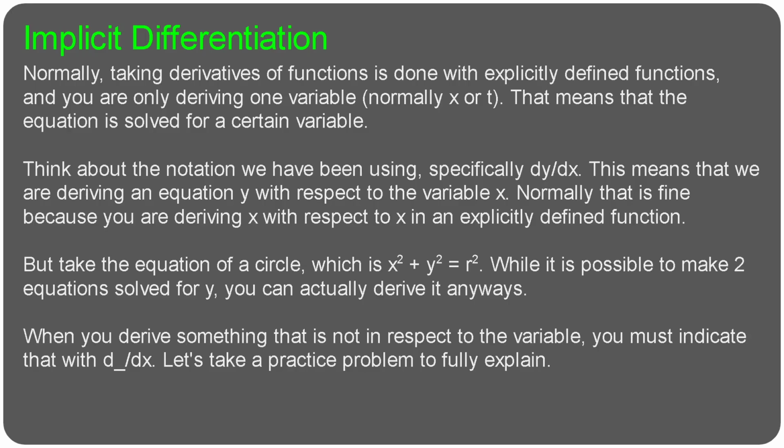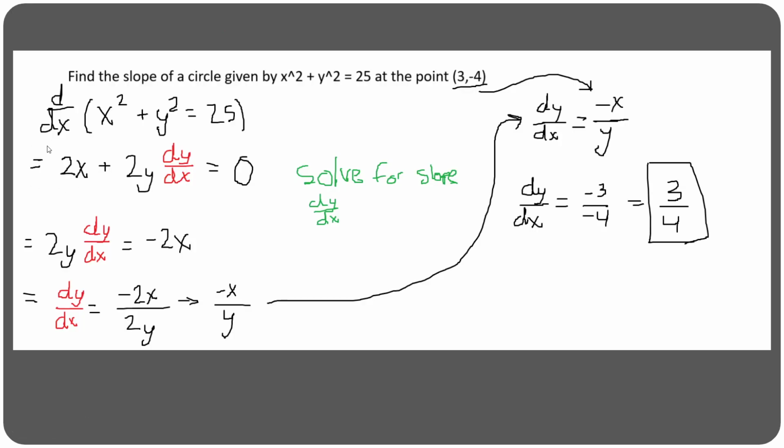Sometimes it's t. So here's a practice problem. It says find the slope of a circle given by x squared plus y squared equals 25. So the radius is 5, at the point (3, -4). First, if we're finding the slope of something, let's take the derivative of it. Once again, d over dx is an operator. Technically, you're supposed to write it on both sides, but I'm too lazy to.